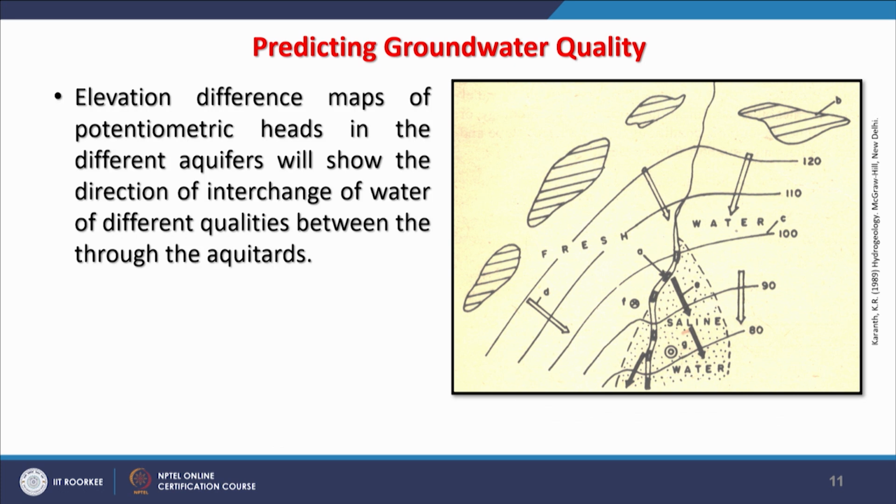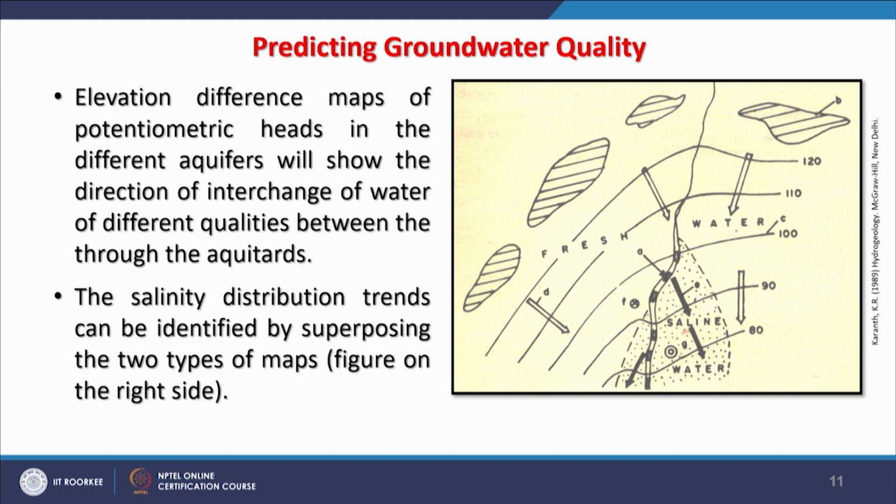Now, elevation difference maps of potentiometric surface heads in the different aquifers will show the direction of interchange of water of different qualities through the aquitards also. So, what I am trying to say here is a better understanding. Suppose this is my study area, then full knowledge about that area is required to understand where I will get more fresh water, where I will get saline water. So, this kind of salinity distribution, trends, flow direction, and saline bodies that can create saline water, all is required for that.